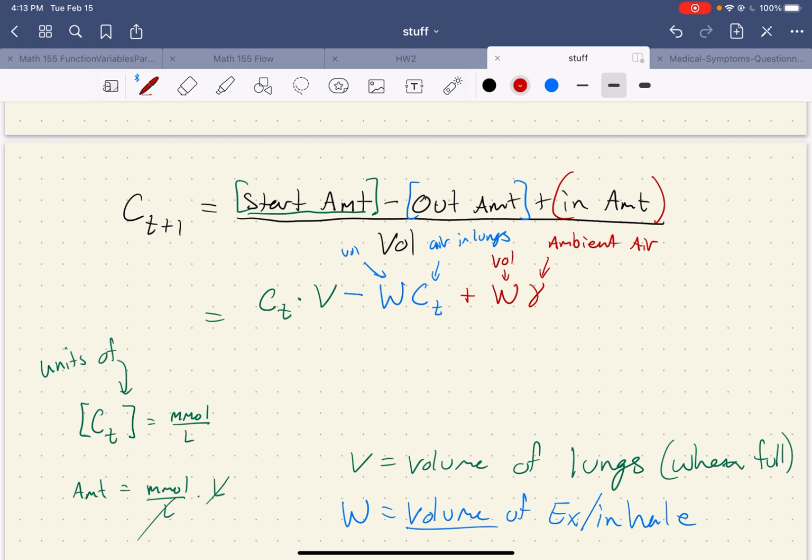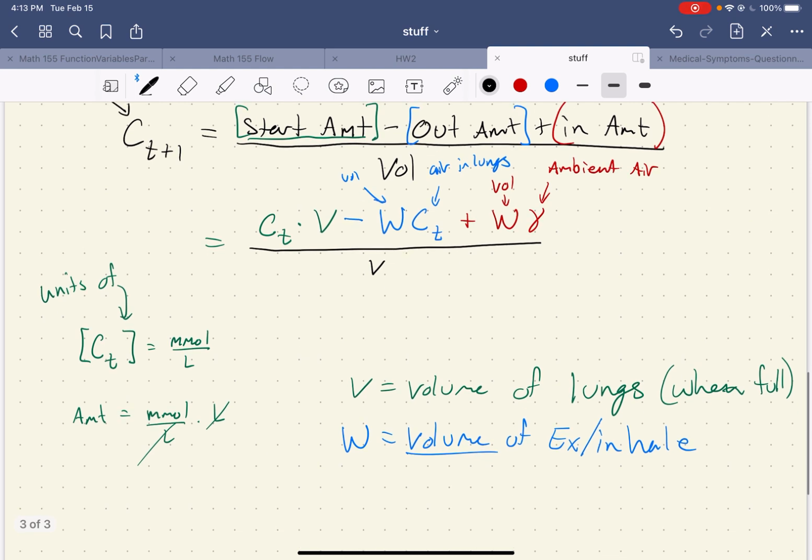So computing these three quantities and doing the calculation would tell me the new amount of substance in my lungs. But I want new concentration. That's what this C is for. It's concentration. So I need to take all of this and divide it by the volume of my lungs. Now, this is a valid updating function. It's just we massage it a little bit algebraically to put it in a different form.